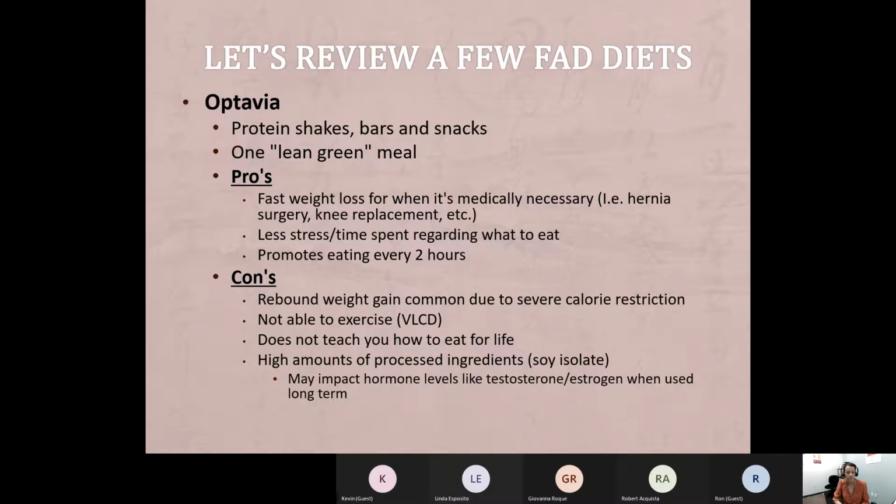And then the cons of Optavia and other meal replacement companies is that they contain a high amount of processed ingredients, especially soy isolate. And I actually did have a patient that had a negative impact on their testosterone level because of the amount of soy protein isolate that they were consuming. So I'm not talking about soybeans, edamame, tofu. I'm talking about if you look at a protein bar and it says soy lecithin or soy protein isolate, it can have a long-term negative impact. So just something to think about there, soy isolate.